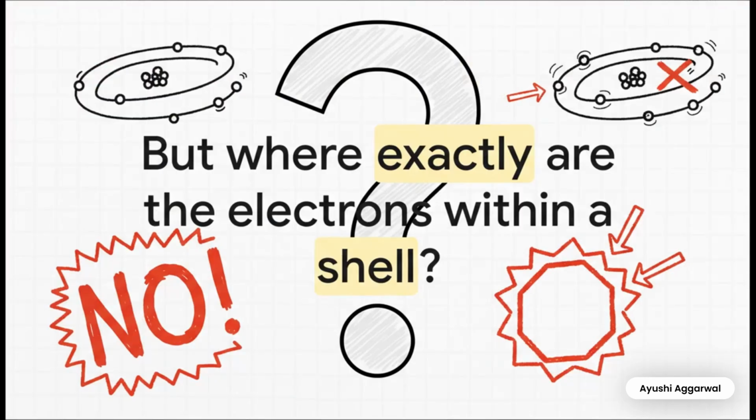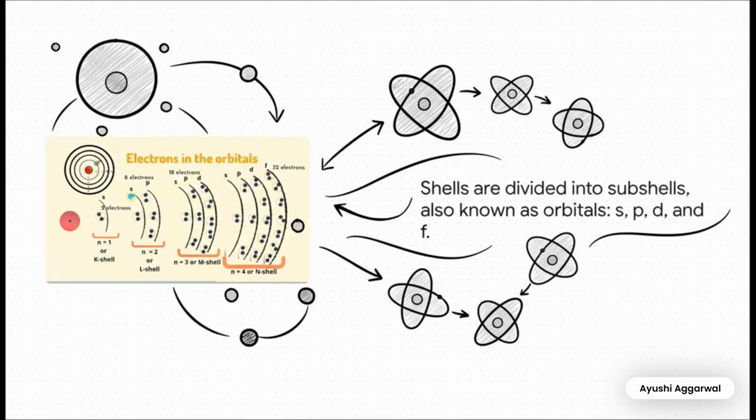And this brings up a really good question. Where exactly are the electrons inside a given shell? I mean, do those 8 electrons in the L shell just kind of float around anywhere they want within that energy level? Well, the answer to that is a very definite no. And the answer is the concept of subshells.